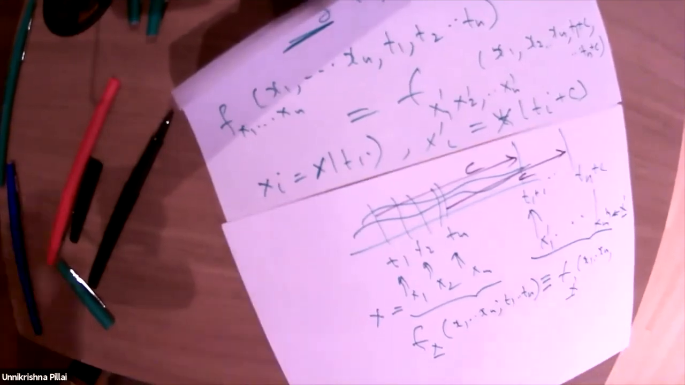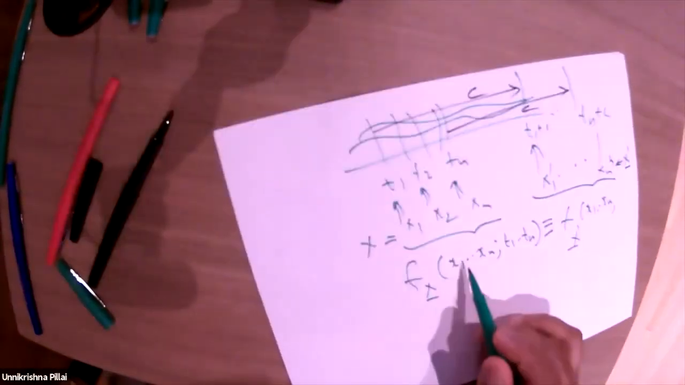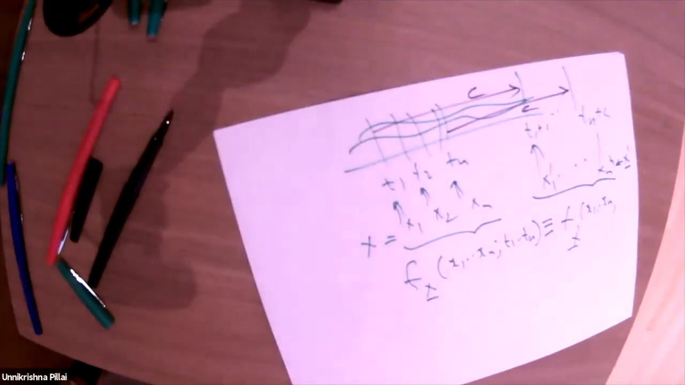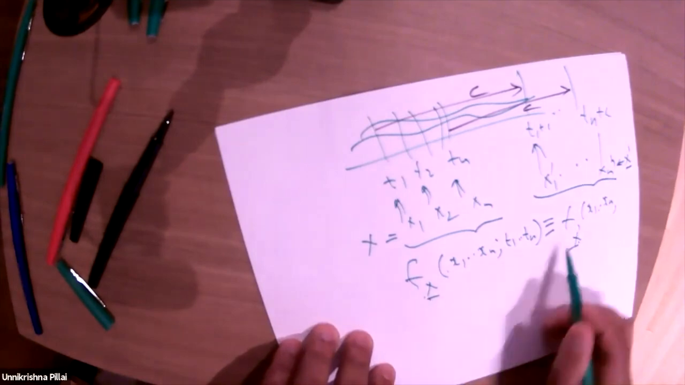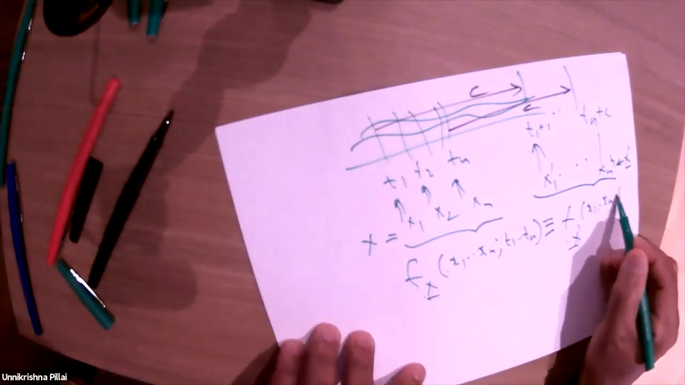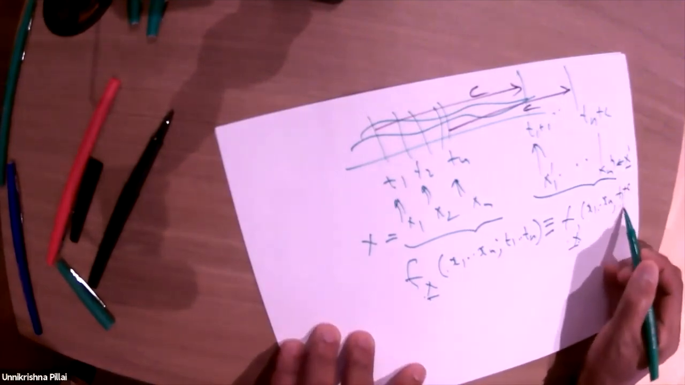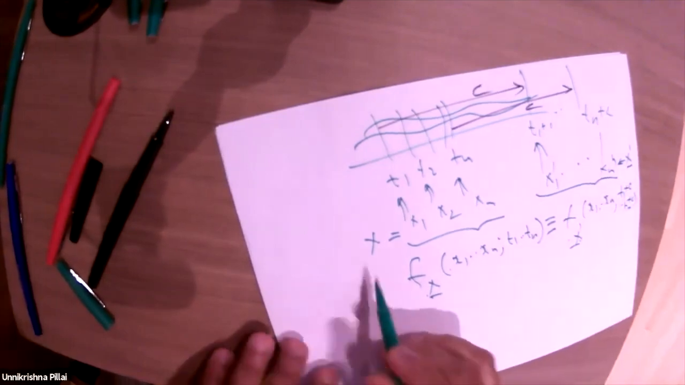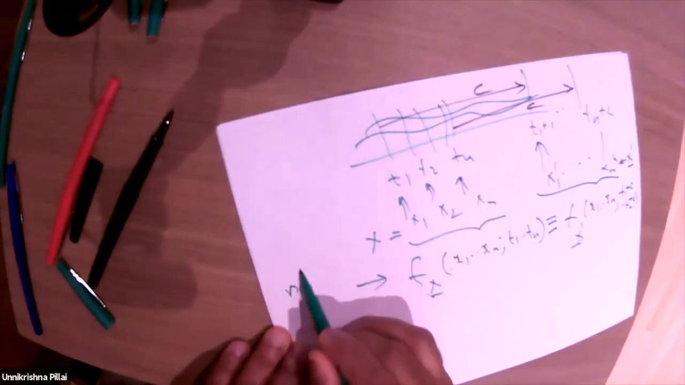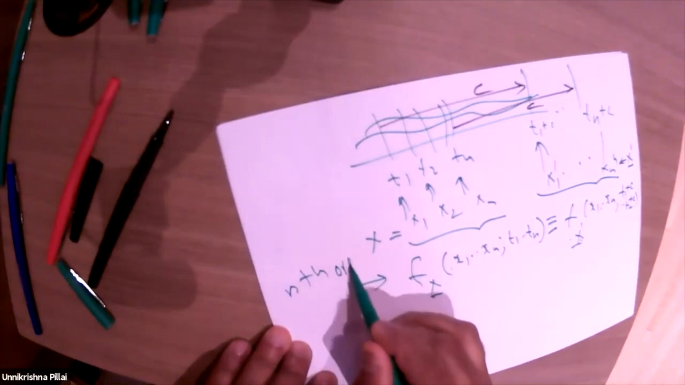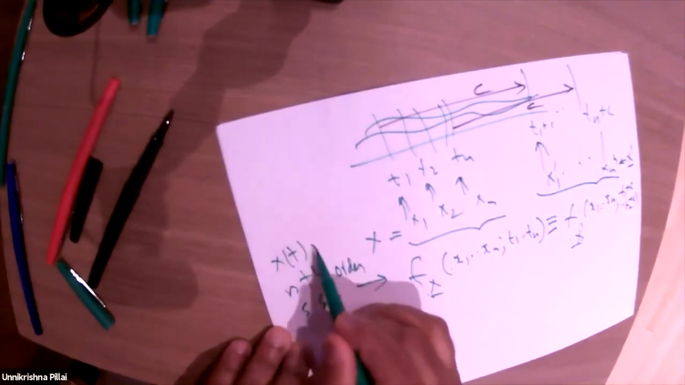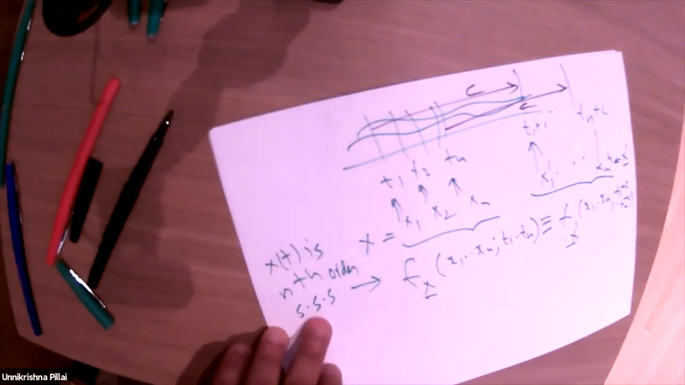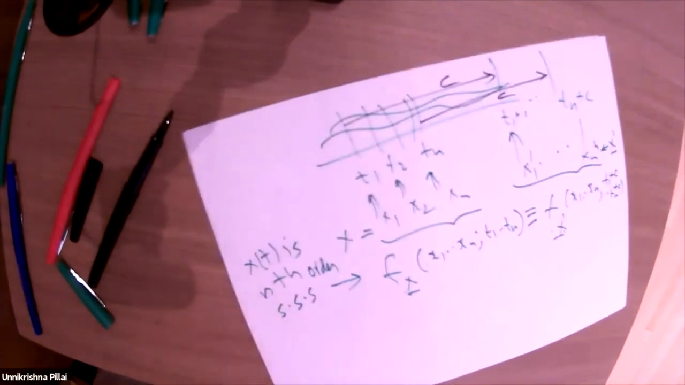Remember, there is no point in using different variables here. If you want to compare, you should use the same variables. But it is very clear that the arguments are different random variables. So this is t1 plus c, etc., tn plus c. This is the definition for nth order strict sense stationary. X(t) is nth order strict sense stationary if this is true.